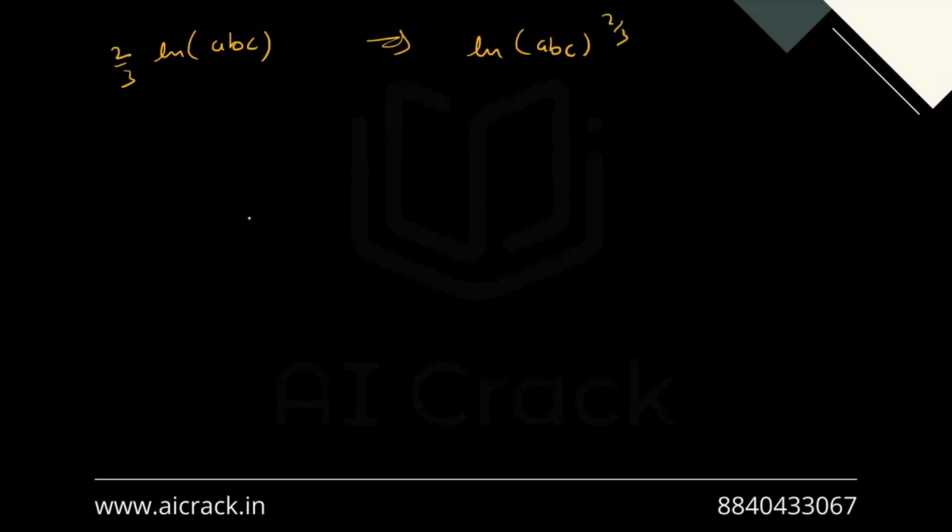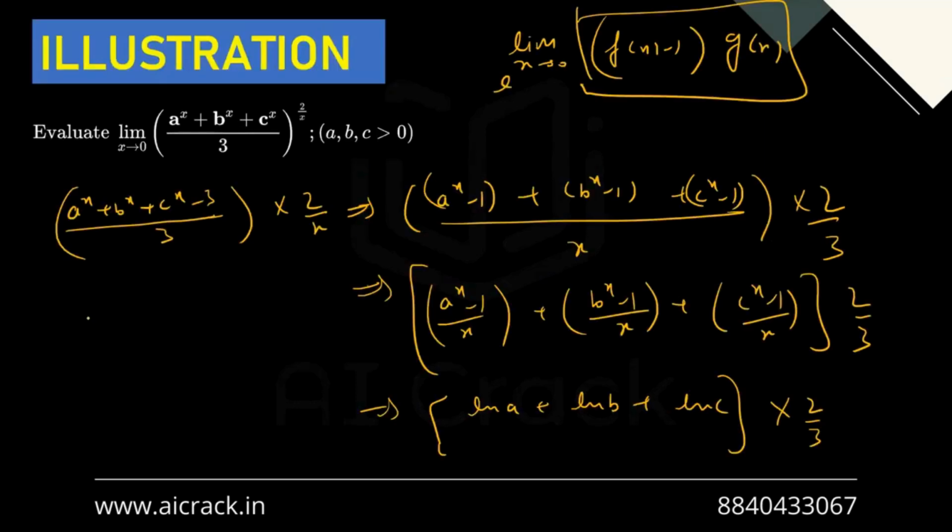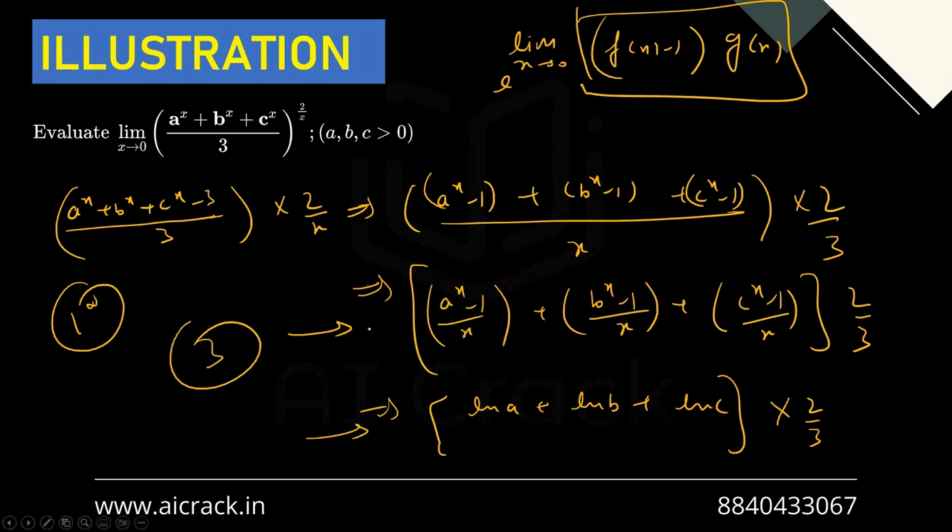Now the original limit was e raised power limit x approaches 0 ln (abc) raised power 2 by 3. Now if you again use the log property with this one, the answer would be (abc) raised power 2 by 3. Okay. Now this particular question involved multiple concepts: 1 raised power infinity, standard limits, log properties, basically 3 concepts in one single question. And you can expect these kinds of questions in the actual examination because of increasing difficulty.